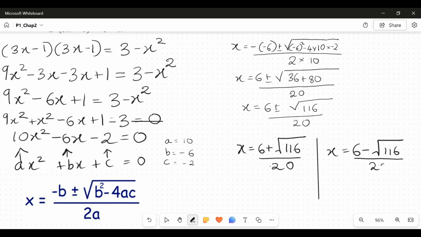So again, what we have done is, because this was plus and minus, we have broken that into two answers. One of them is 6 plus square root of 116, and the other one is 6 minus square root of 116. Now if you put those values in your calculator, what we get is 0.839 for the first one, and for this we get x equals minus 0.239.